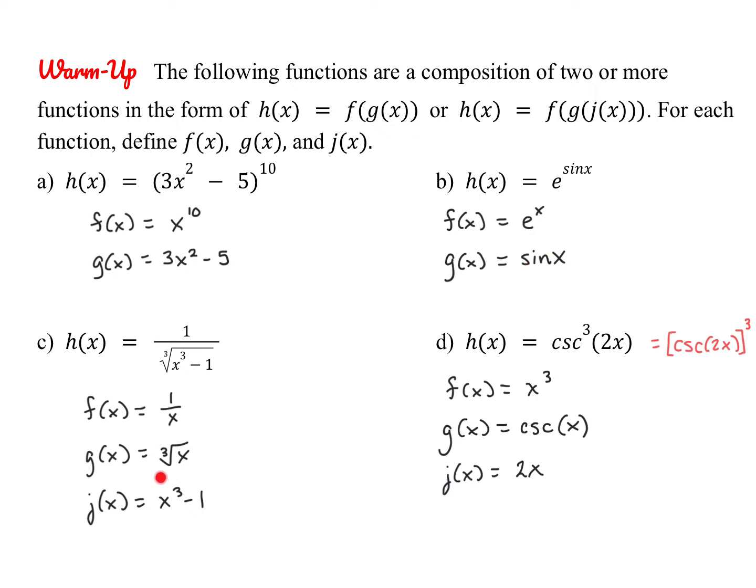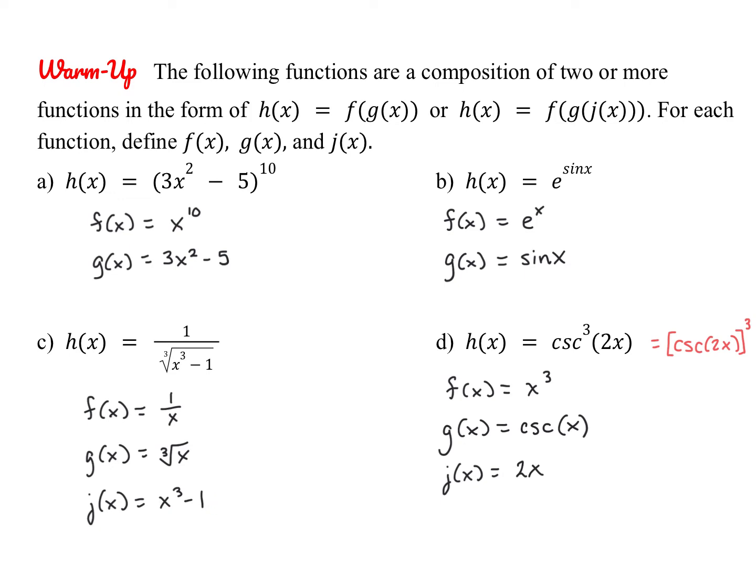For part C, we can write it as a composition of three functions. If you zoom way out, it's simply a rational function, 1 over x. And then within that, you could see that we have a radical function, so our g of x would be cube root of x. And then within that, we have our polynomial function, x cubed minus 1.